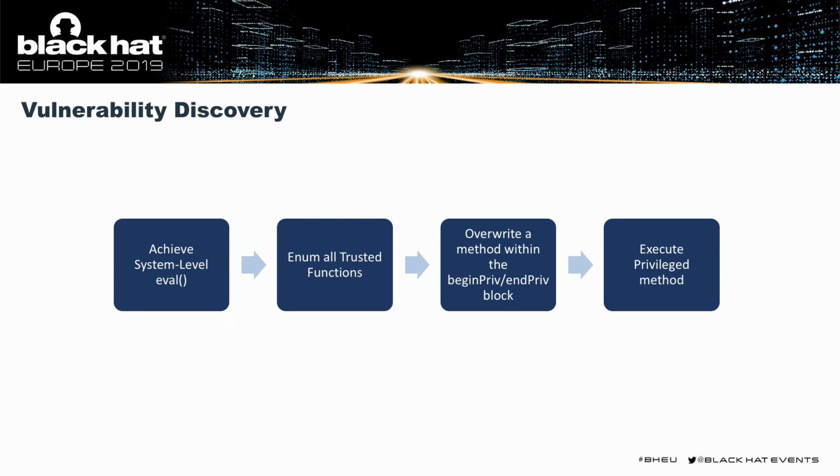And this is basically just a universal way. You can use that all over the place. The second step is to find all the trusted functions inside the folder level script. And that trusted function must have a begin priv and end priv block. Inside the begin and end priv, we have to find something that we can overwrite. And if we can overwrite that with a privilege API, then we can get privilege escalation, or execute that method.